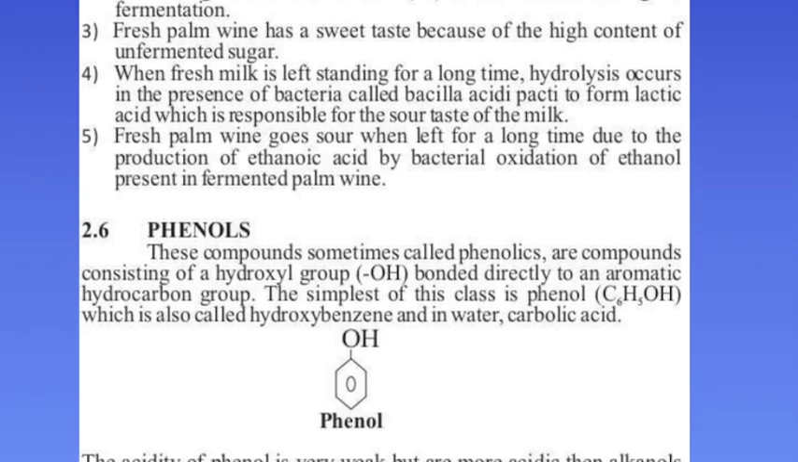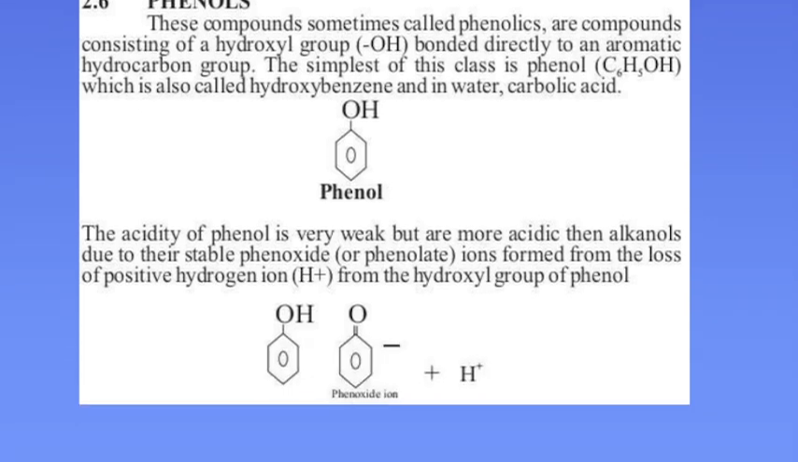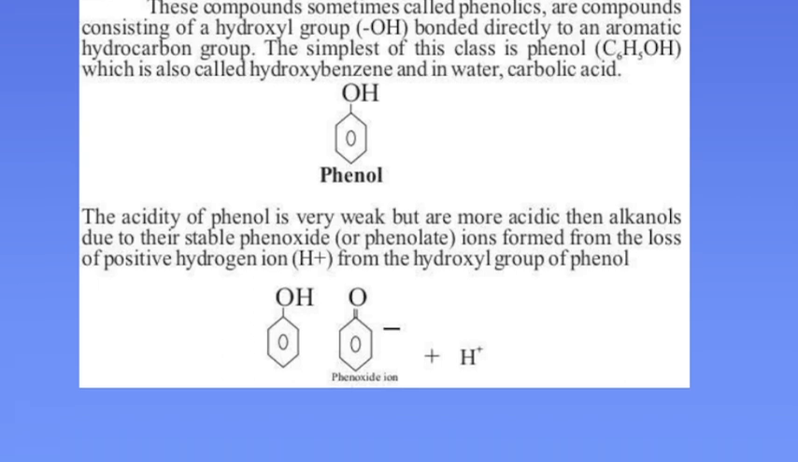Phenols are compounds sometimes called phenolics. These compounds consist of a hydroxyl group bonded directly to an aromatic hydrocarbon. The simplest of the class of phenols is C6H5OH, and is also called hydroxybenzene.